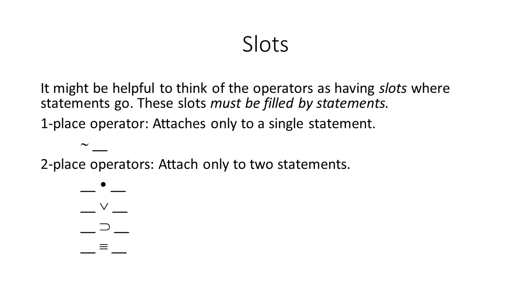Right, same for the wedge, the horseshoe, and the triple bar. You have to put statements in those slots. If you don't have a statement in that slot, because perhaps you have nothing in that slot, or you have another operator, that's not good. That's not well formed. So we'll see examples of this in a second. But I hope that this idea of the operators having slots, where statements must go, is helpful.